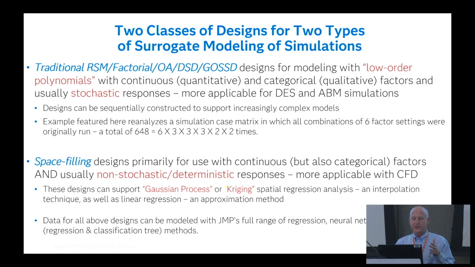There are sort of two classes of designs we use. The one group I'll call traditional, but you can see the long list of names there. So factorial, RSM, orthogonal array, definitive screening designs. These work well with the low-order polynomial simulations. And then I have down below it the space-filling designs, which are often used with more deterministic simulations, so more of the physics-based. And they're often modeled with what is called Gaussian process or Kriging modeling. Think of that more like an interpolation technique that connects the dots as the approximation method rather than a regression.